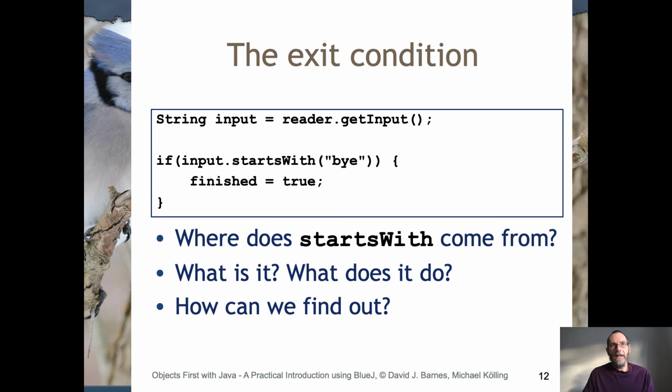So the exit condition is managed by comparing what the user has typed against the word "bye". And we're calling the method startsWith on the string instance in the variable input. And the question is, where does startsWith come from? How did we know that that particular method was available to us?